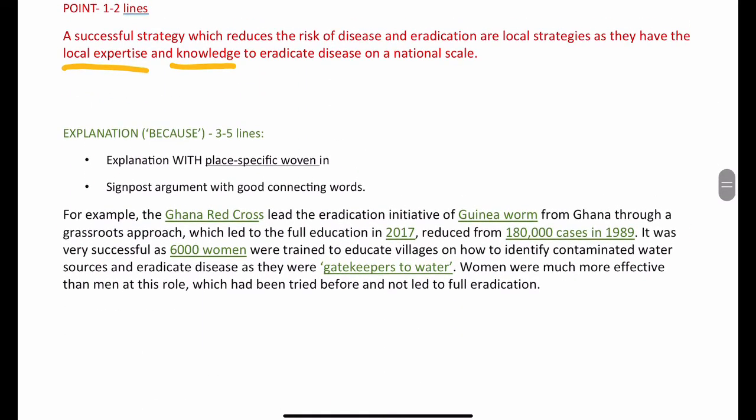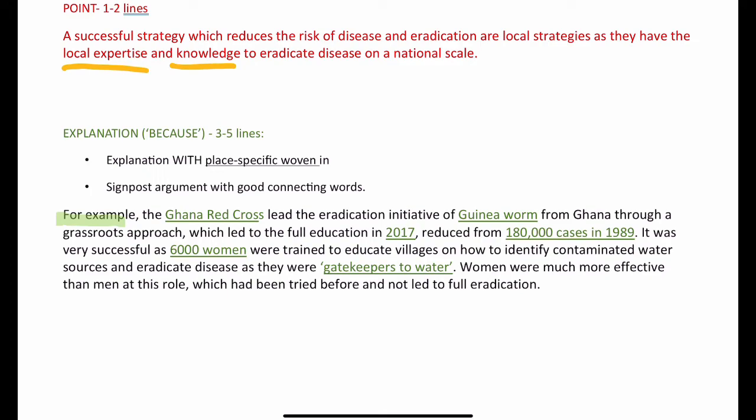My argument, first of all, comes in my explanation. This is where I am doing the because. This is where I am explaining what I'm actually trying to say in that initial point. What I've tried to get us to focus on here is place-specific detail that's woven in rather than separate, and signposting the argument with good connecting words. What do I mean by a good connecting word? Well, I'll highlight one here: using the word 'for example'. That is just a really simple way to say to the examiner, I'm going in this direction.